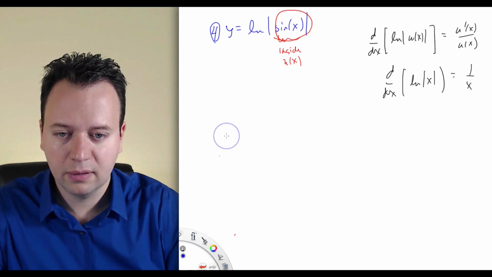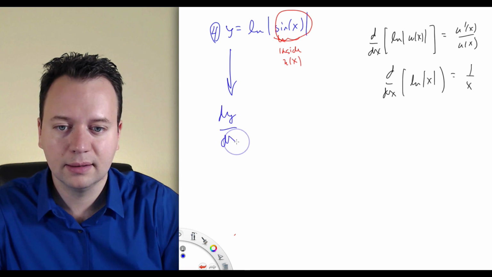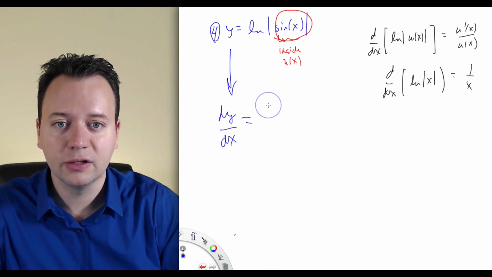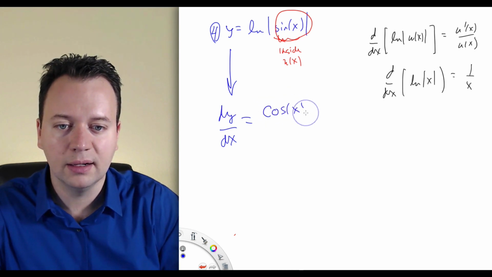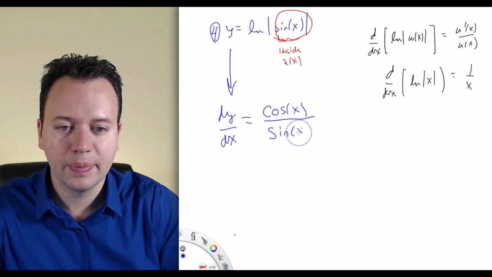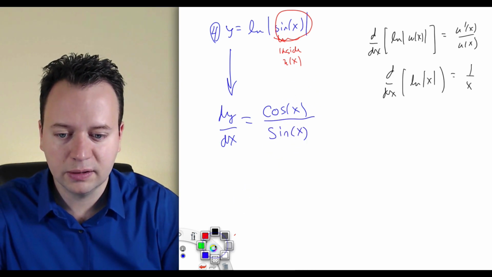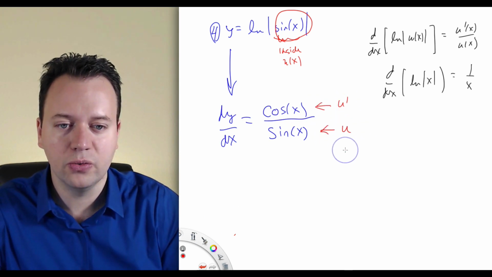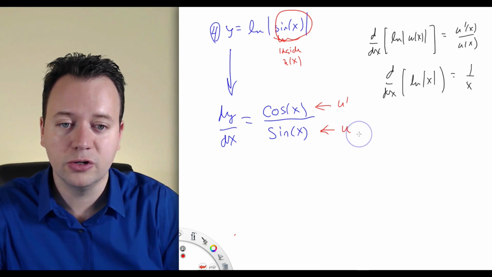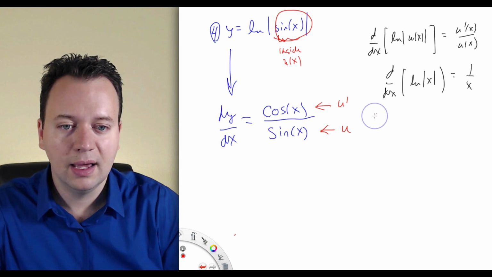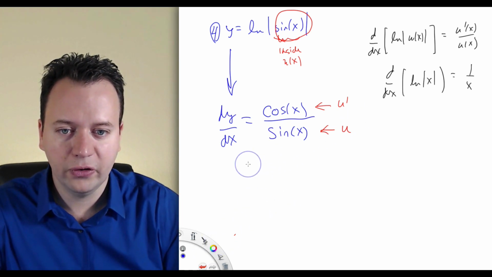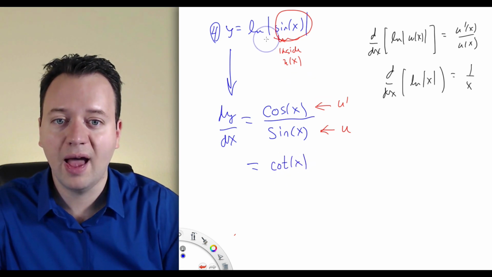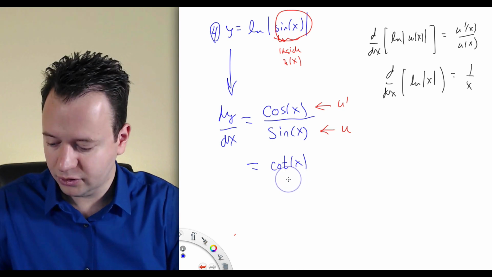So the derivative, dy dx, is going to be the derivative of that something divided by the original something. So the derivative of sine is cosine, and then divided by just the something. This is our u prime of x, and this is the original inside function u. So it's just the derivative of the inside divided by the original inside. So cosine of x over sine of x, and that is also equal to cotangent of x.